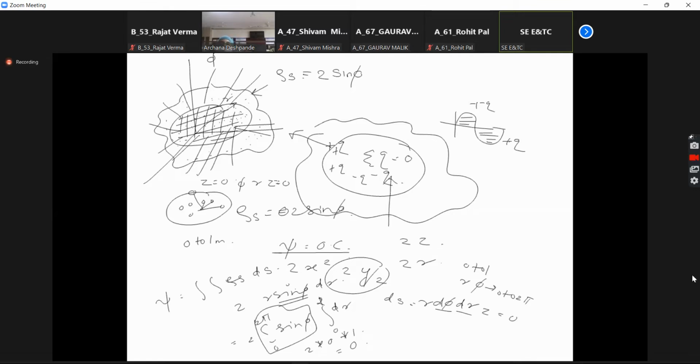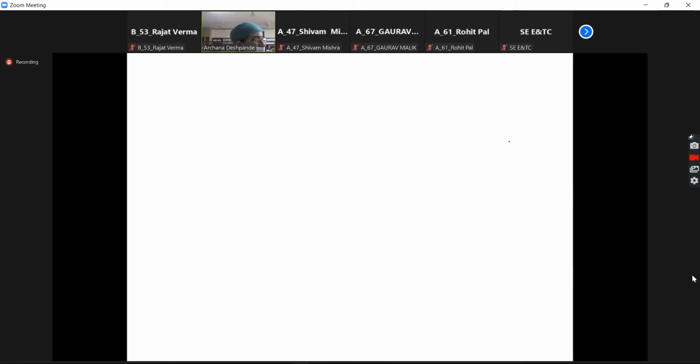Yes, sir. Okay, next problem, write it down. A uniform line charge with rho L equal to 3 microcoulomb per meter lies along the x-axis. So on the x-axis there are charges. What flux is crossing a spherical surface centered at the origin?